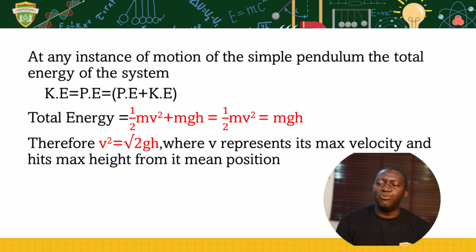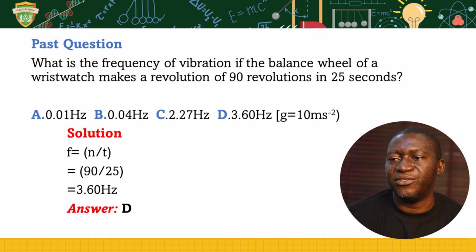Now, m is common to both potential energy and kinetic energy, so they cancel out. While v squared now will give us square root of 2gh. That gives us the speed of motion at any instance during simple harmonic motion. Now, let us look at a few questions under simple harmonic motion here.